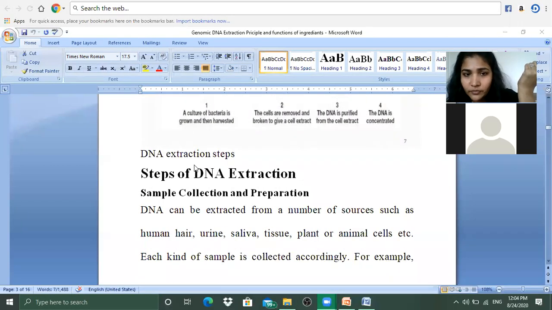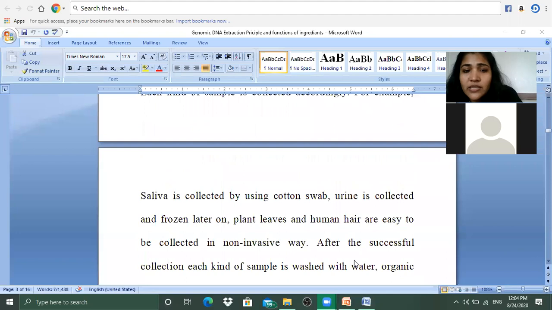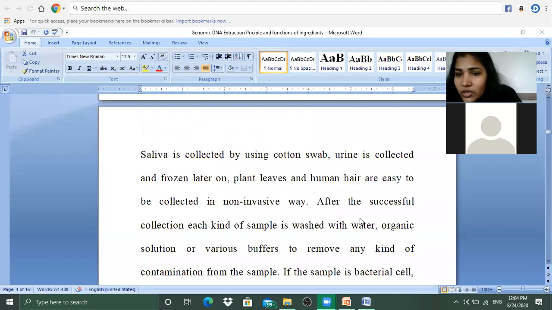DNA extraction steps. Step one: sample collection and preparation. DNA can be extracted from a number of sources such as human hair, urine, saliva, tissue, plant or animal cells, etc. Each kind of sample is collected accordingly. For example, saliva is collected by using a swab.